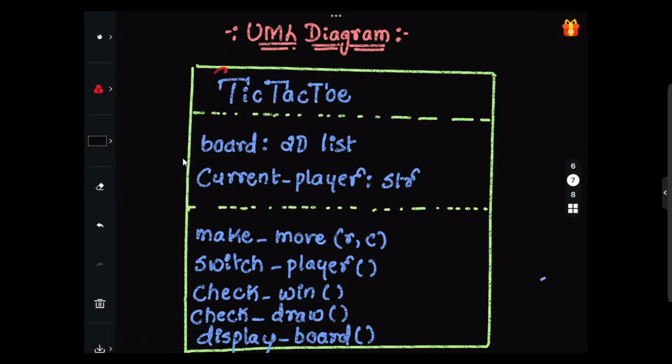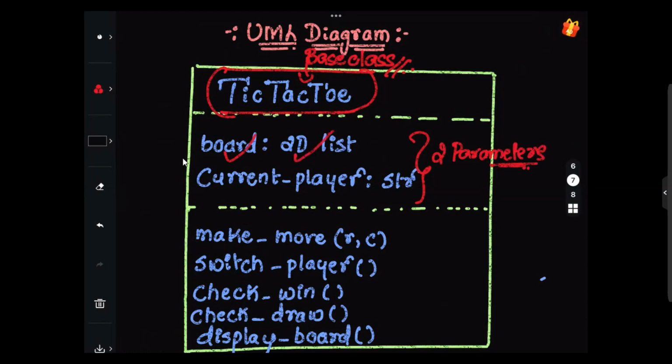So we will be going with a tic-tac-toe class. This is going to be the base class or the main class. We will be going with only one class, nothing but the tic-tac-toe class. It consists of two parameters, namely board as well as current player. Board consists of a 2D list, and current player is of the type string.